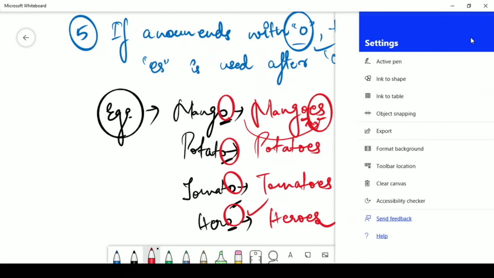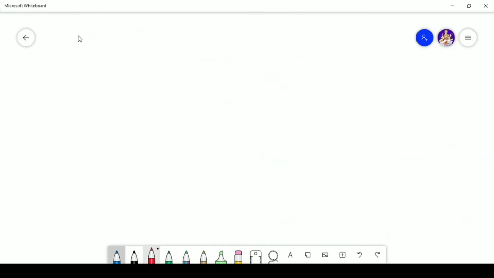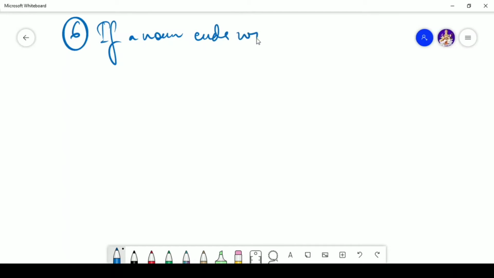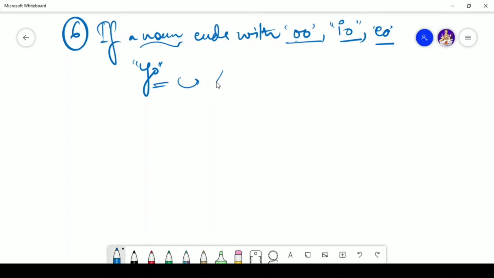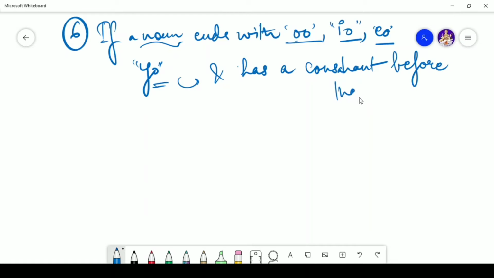Now let's go for the sixth rule. The sixth rule says that if a noun ends with double O or IO or EO or YO, and has a consonant before these, meaning before double O or before IO or before EO or before YO.